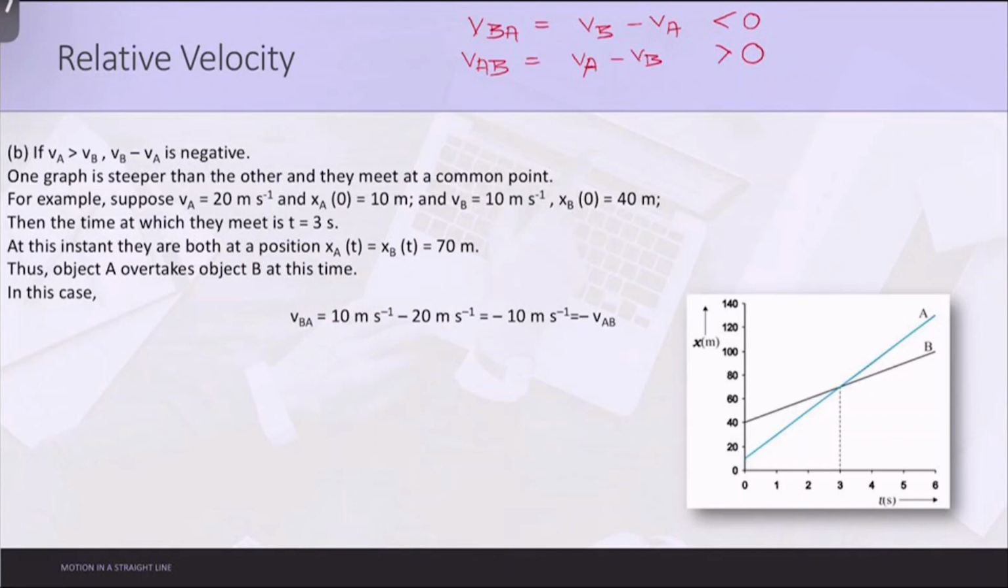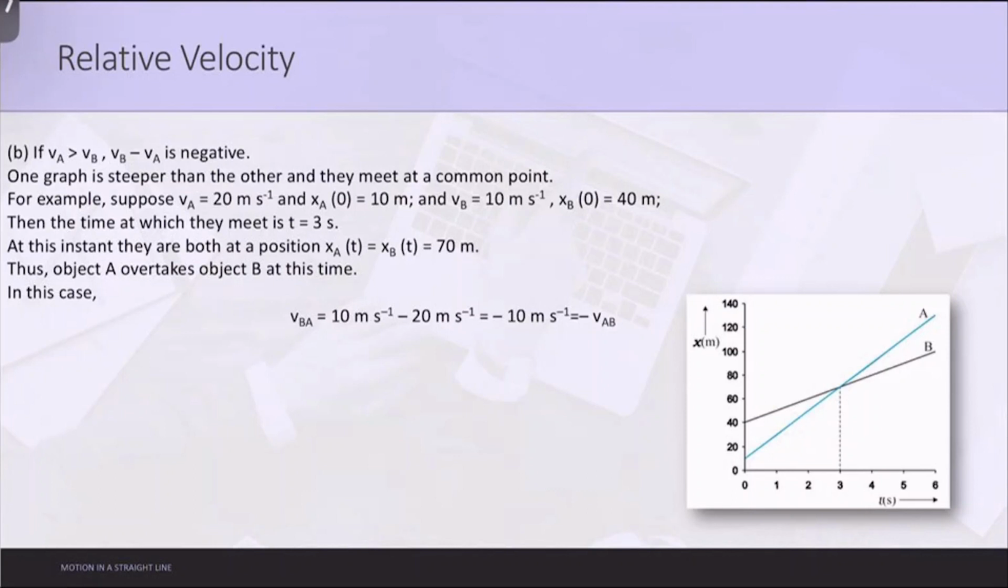So one graph is steeper than the other and they meet at a common point. Quite evident. This can be said as a slope, as we know that velocities are nothing but slopes of the position time graphs. So VA is greater than VB means the slope of A would be greater than the slope of B. If they are having different slopes, there would be some point at which they will intersect each other.